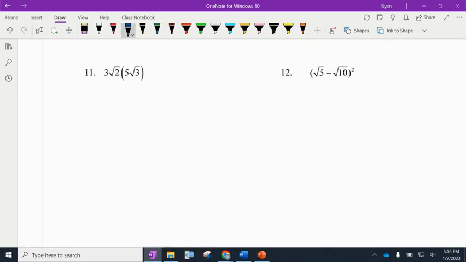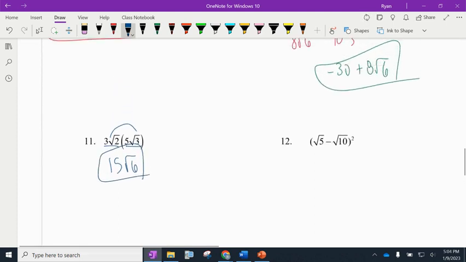Number 11, it's not distributing. There's not 5 plus root 3, this one term times this one term. So we're just going to straight up multiply them. The parentheses around this could just as easily be just a multiplication sign right here. So on our outside, we have 3 times 5, which is 15. On our inside, root 2 times root 3, which is root 6. And that's the problem. That's it.